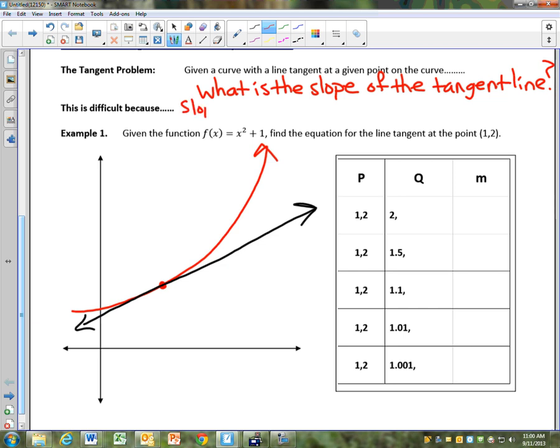Slope m equals y sub 2 minus y sub 1 over x sub 2 minus x sub 1 requires 2 points. We only have one. Now, I'm not talking about an estimation. I'm talking about exact. We want to know the exact value.